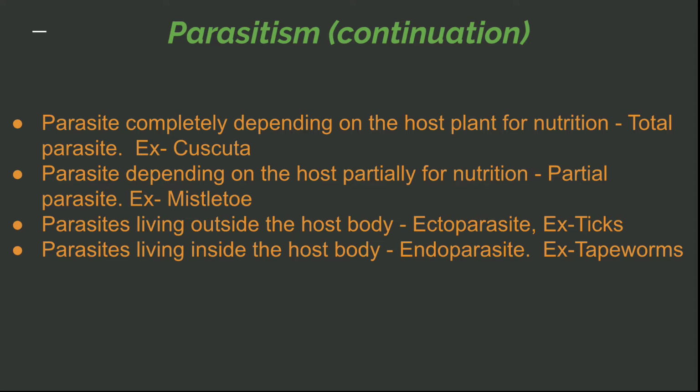In the case of mistletoe, it has chlorophyll and manufactures its own food, but depends on the host plant, like mango and teak, for water and certain nutrients. It has the chlorophyll and can manufacture its own food, but it gets water and certain nutrients from the host plant. For example, mango and teak.